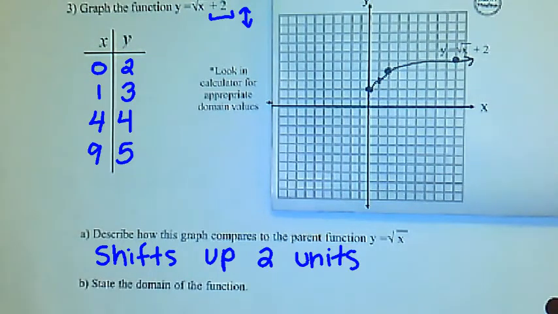Okay, and then we're going to state the domain. So again, it can't go any further to the left. So x must be greater than or equal to 0. Remember, domain is our x values.